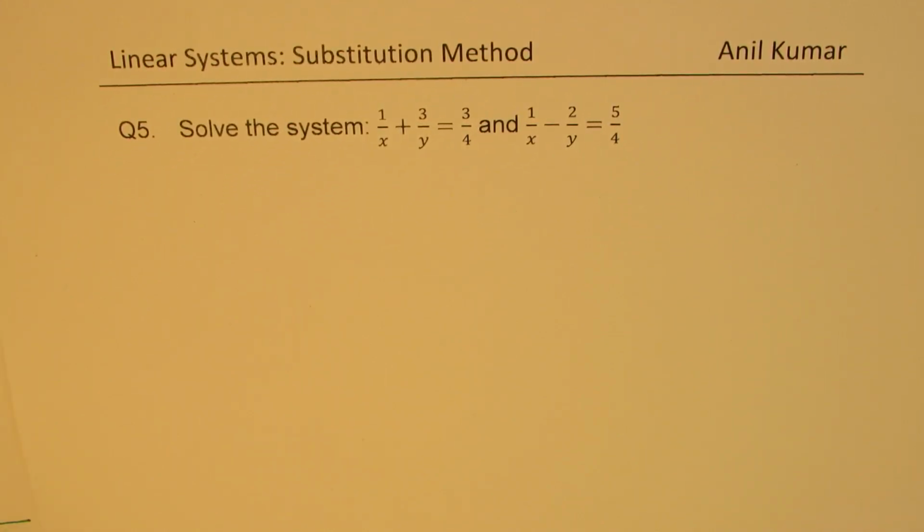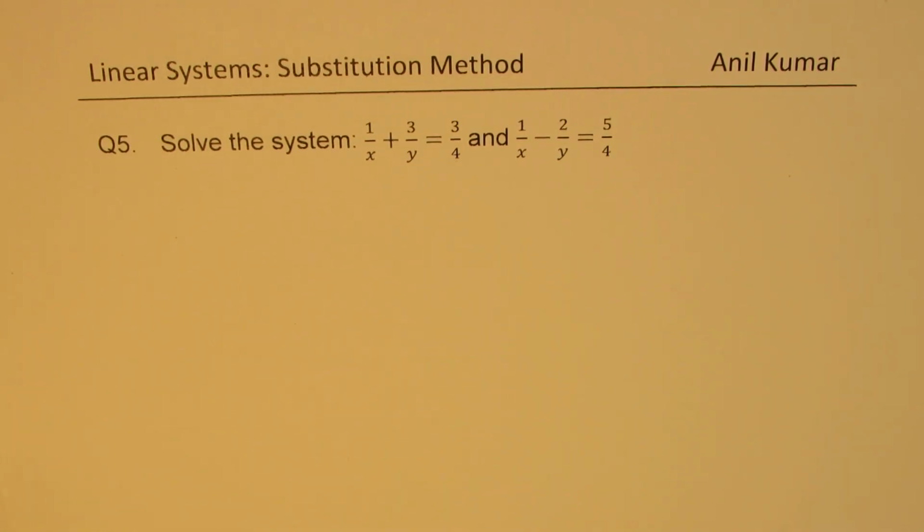We need to now solve a system which is 1 over x plus 3 over y equals 3 over 4, and 1 over x minus 2 over y equals 5 over 4. I would like you to pause the video, answer, and then look into my suggestions. The last question, let us see how to solve this linear system.